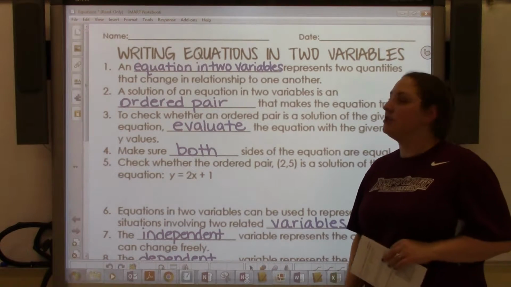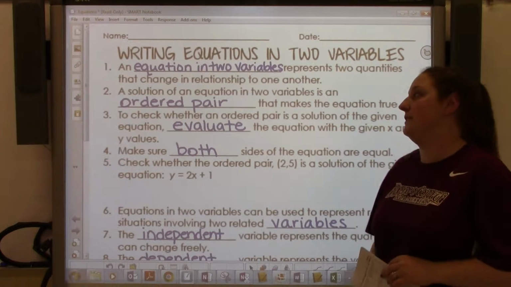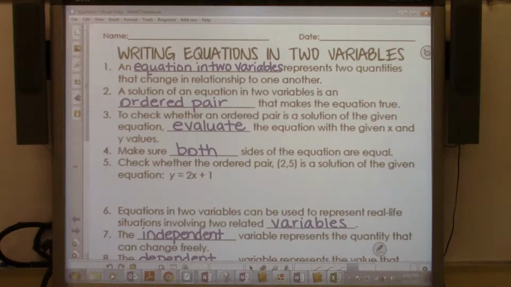Hi guys, today we're going to be talking about writing equations in two variables. So an equation in two variables represents two quantities that change in relationship to one another. A solution of an equation in two variables, meaning two letters, is an ordered pair that makes the equation true.